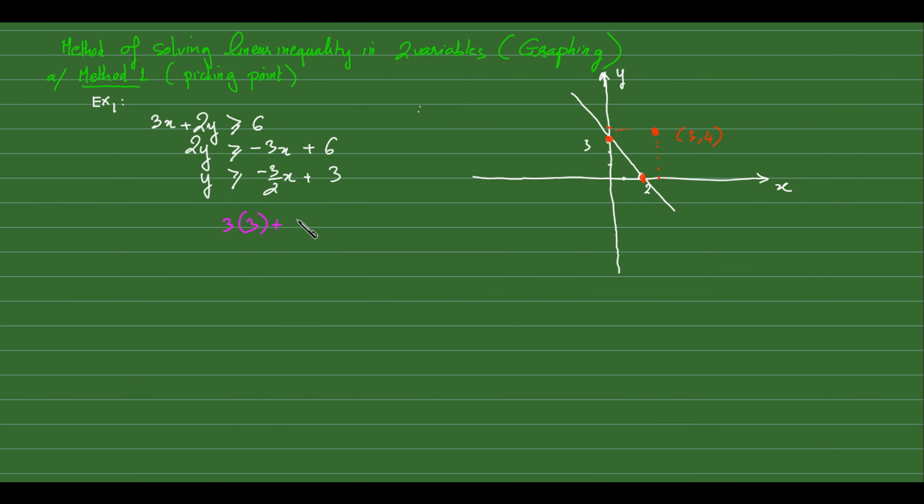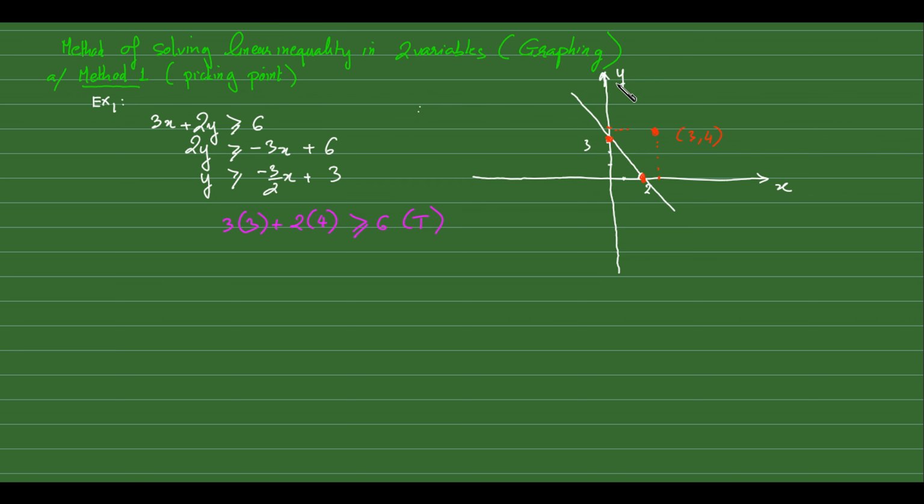Plus 2, right? Y is what? Y is 4. Alright, let's calculate it and see if it is greater than or equal to 6. If it is greater than or equal to 6, then it should be the solution, the area here. Yes, it is, right? 3 times 3 plus 8 is, of course, always greater than 6. So this is true. It means this is the solution.